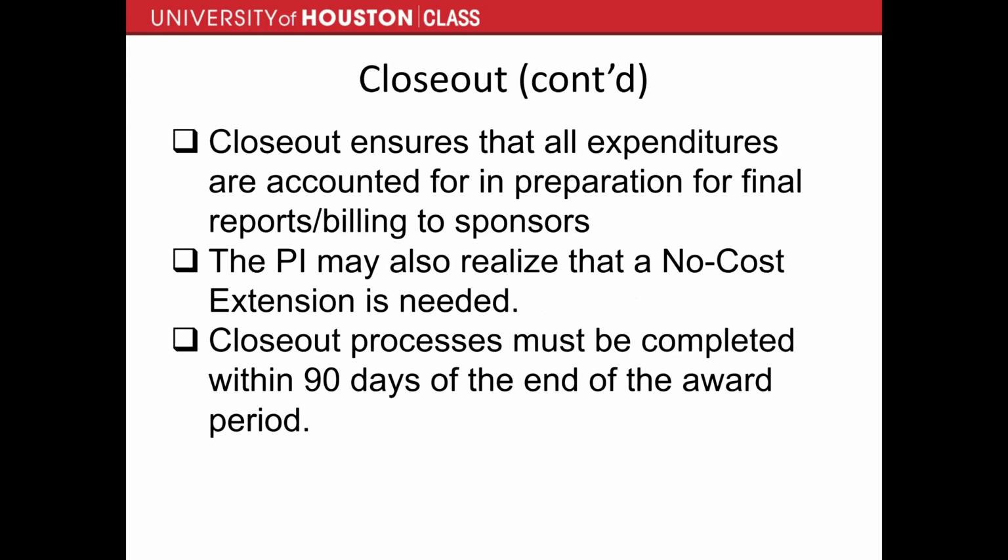This may also be the point within the project that the PI may realize they need a no-cost extension. Essentially what a no-cost extension is, let's say you determine that you need a little bit more time to complete a certain phase within the research project, but you still have funds left remaining on the award. Depending on the sponsor, a lot of times you can request a no-cost extension, which basically means they'll extend the project out at no additional cost, meaning they're not going to give you any additional money, but you'll have to use the funds that you still have left over to complete the project.